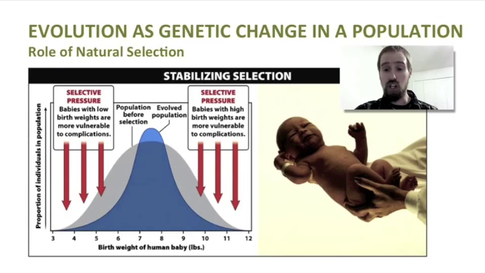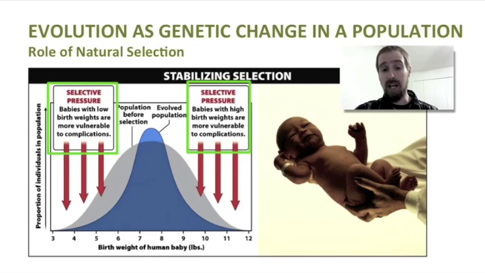Human birth weight is a good example of a trait influenced by stabilizing selection. For example, babies born with very low birth weight are more vulnerable to complications and are more likely to die in infancy as a result. Babies with high birth weight are also more vulnerable to complications, as are the mothers who carry them and give birth to them, so this is also a disadvantage.